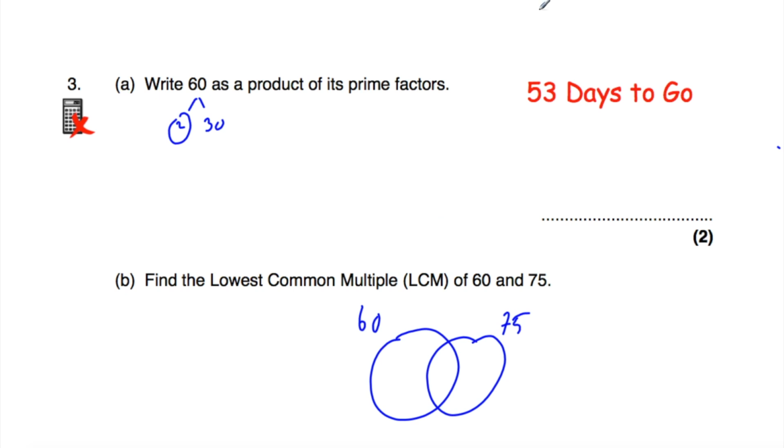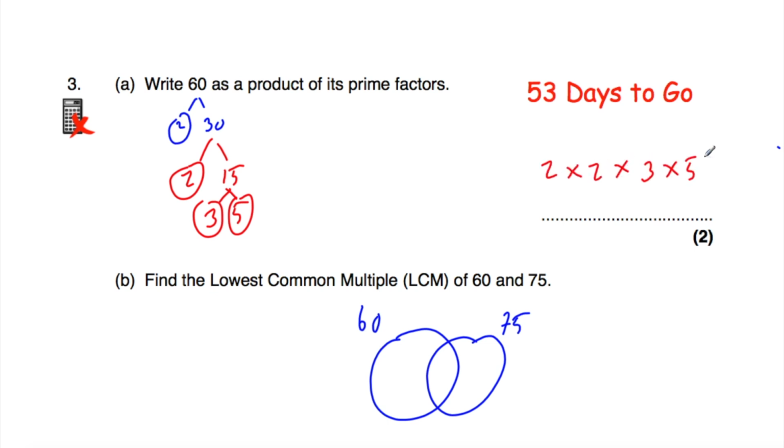So question number 3 is on product of primes, and we've been asked to write 60 as a product of its prime factors. So 2 times 30 is equal to 60. We've circled the 2 because it's prime. 30, well 2 times 15 is equal to 30, so let's circle the 2. 15, 3 times 5 is equal to 15, and they're both prime, so let's circle them. So that means 60 is equal to 2 multiplied by 2 multiplied by 3 multiplied by 5, and that's it.